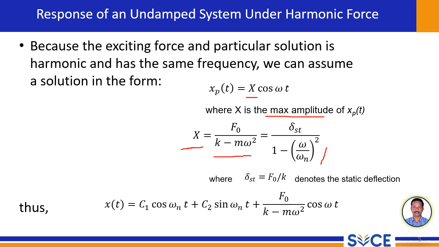Thus, the solution for this type of system will be given by this, that is C1 cos omega n t plus C2 sin omega n t plus F naught divided by k minus m omega square cos omega t. This equation gives us the complete picture of how the undamped system responds to the harmonic force. This includes both the natural vibration of the system and the forced vibration of the system.